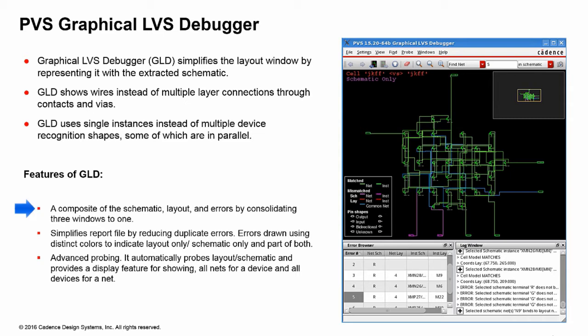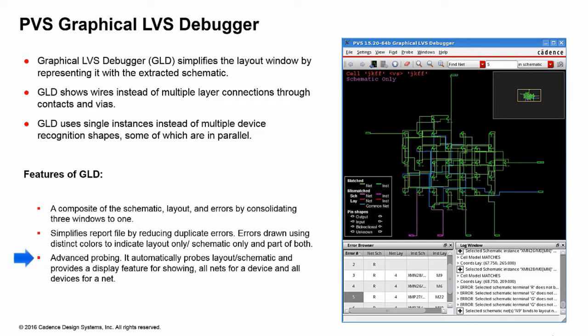GLD generates and displays a composite of the schematic, layout, and errors by consolidating all three windows into one. It uses one form of navigation for the entire process. GLD simplifies the report file by reducing the duplicate errors. Errors are drawn using distinct colors to indicate layout only, schematic only, and part of both.